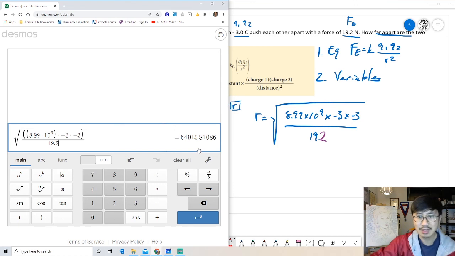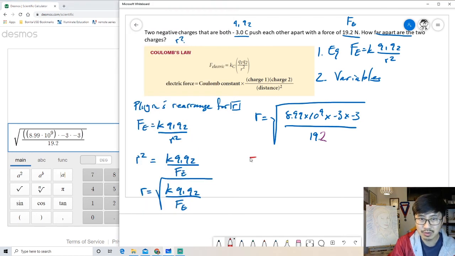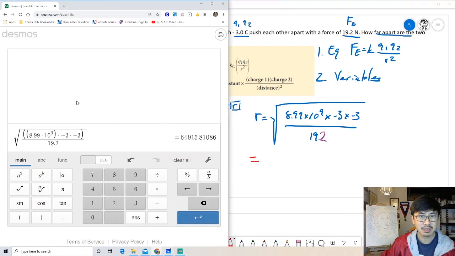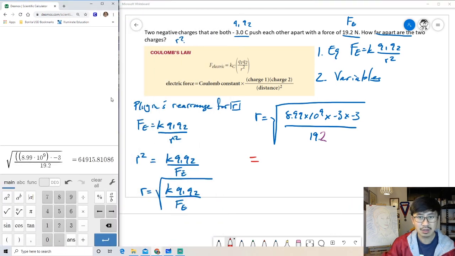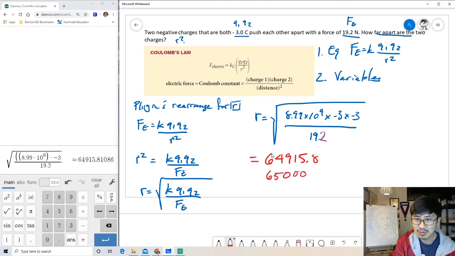Okay, let's find it. Oh, it's right here. That means our answer is equal to, oh, it's really far away. 64915.8. So, when we talk about sig figs, it's only to 2, so I could write it to 3. So that means 651.2 meters. Oops, little m. All right, so 65,000 meters. It's really far away because a Coulomb is a really large number.